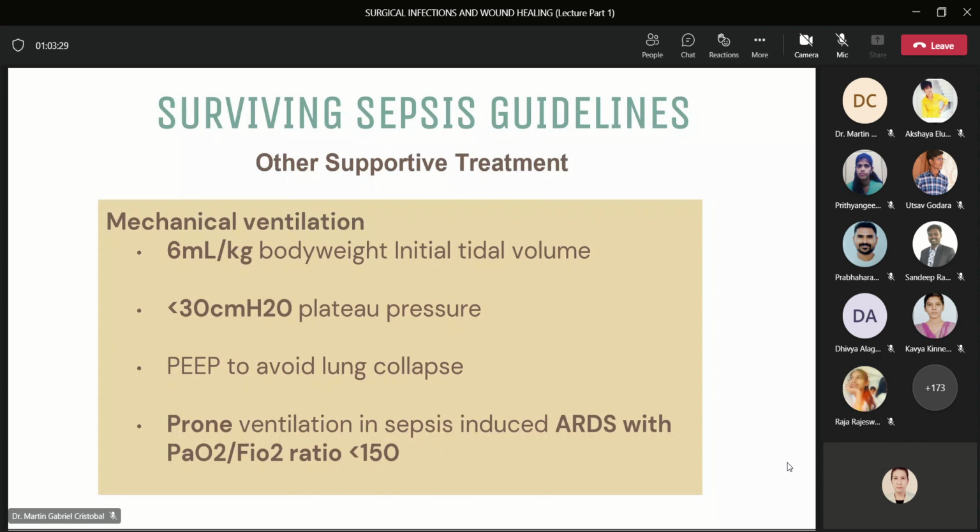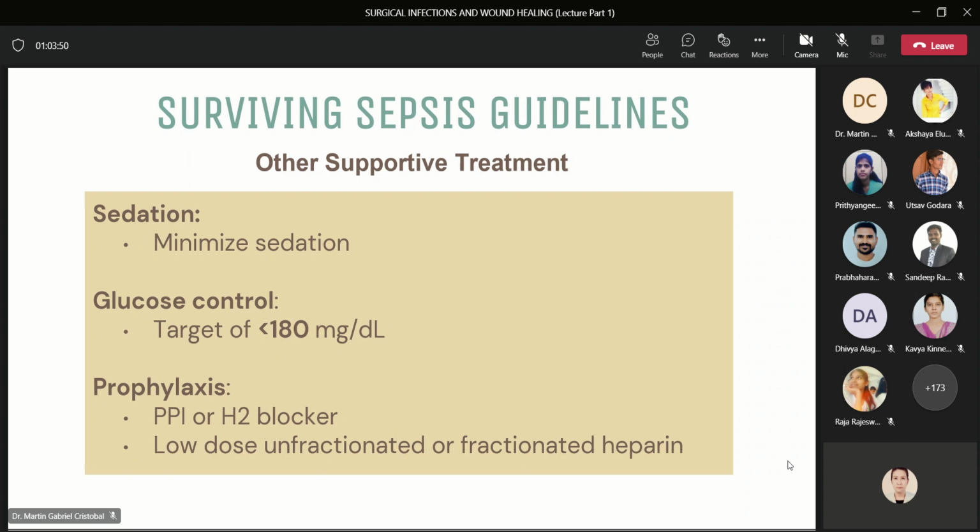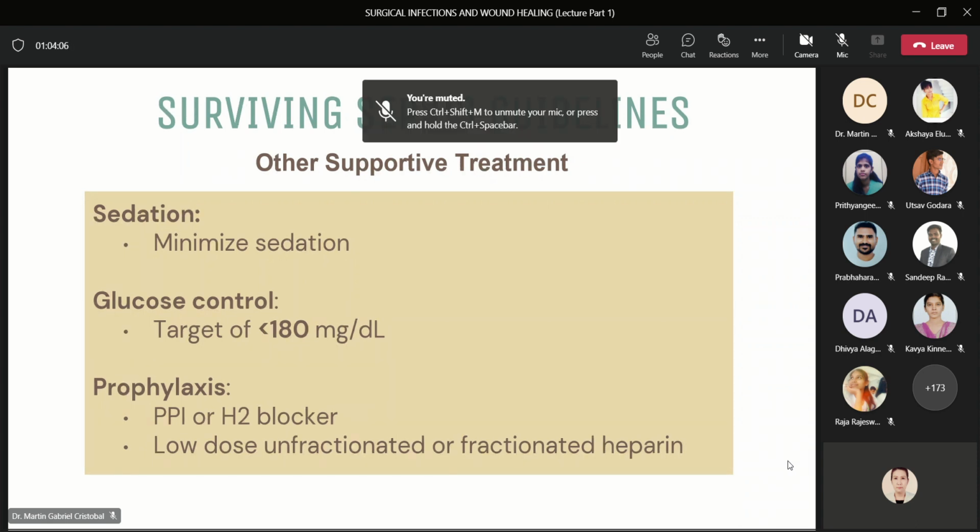Use of a weaning protocol to evaluate the potential for discontinuing mechanical ventilation should be done, and pulmonary artery catheter placement is not indicated for patients with ARDS. A target blood glucose of less than 180 mg per dl should be achieved. And for prophylaxis, use PPIs or H2 blockers for stress ulcers and low dose unfractionated or fractionated heparin to prevent deep venous thrombosis.